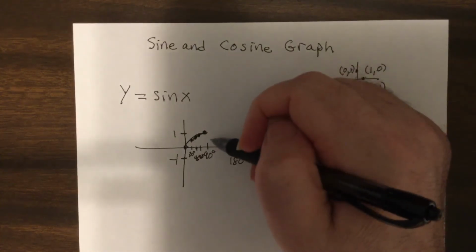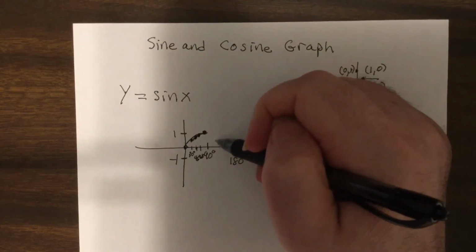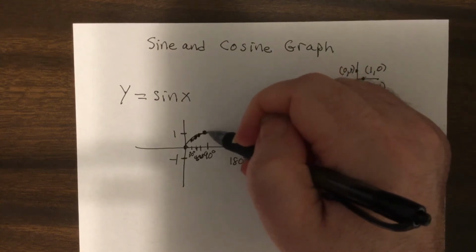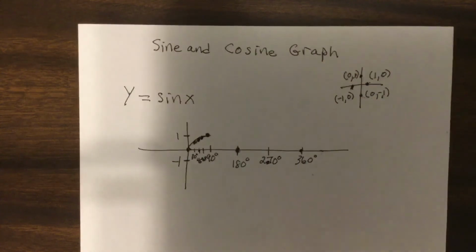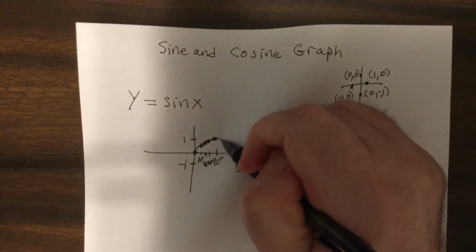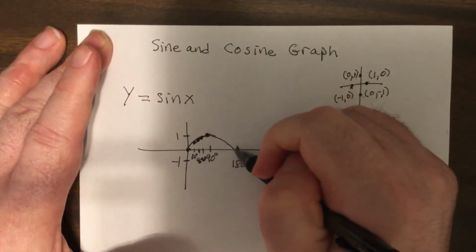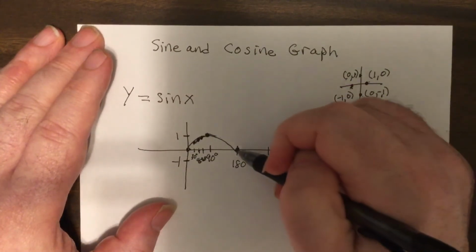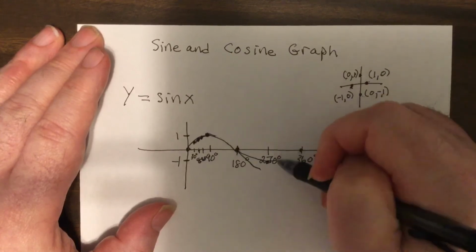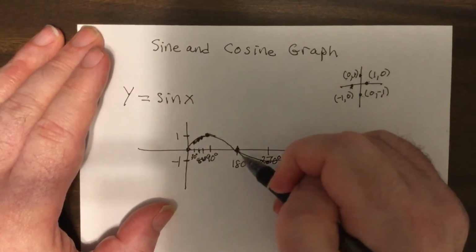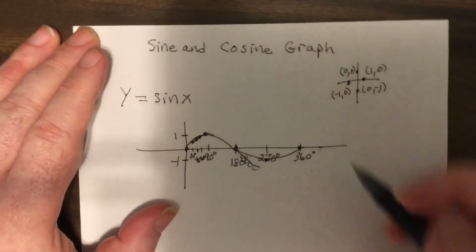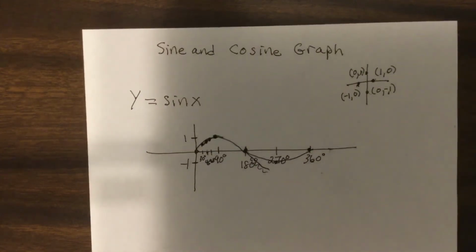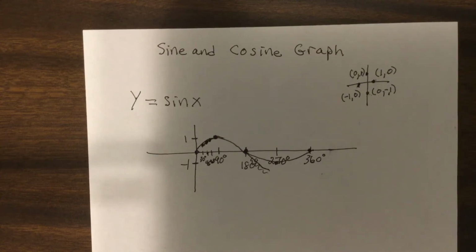Then we go 120, 135, 150, and it comes down the other way. So that's where we get a hill, a hill, and then it curves on the other side. Oh my goodness, I missed it. So don't look at this, don't look at this. Now this should be the same size as this, but I've really messed it up.